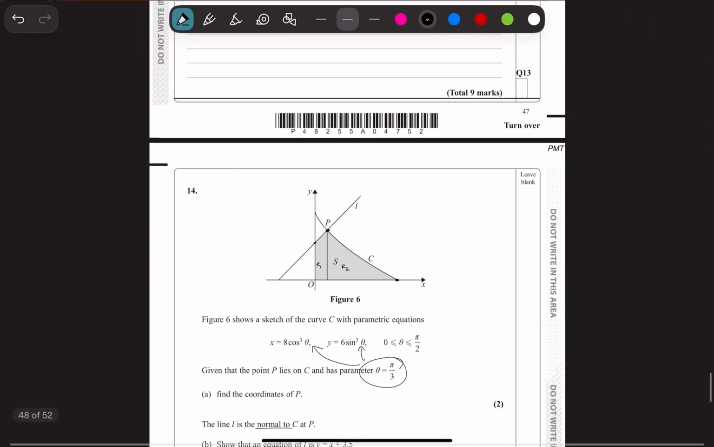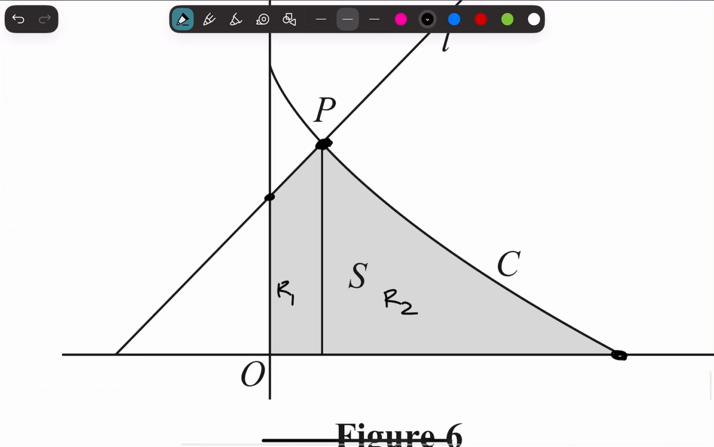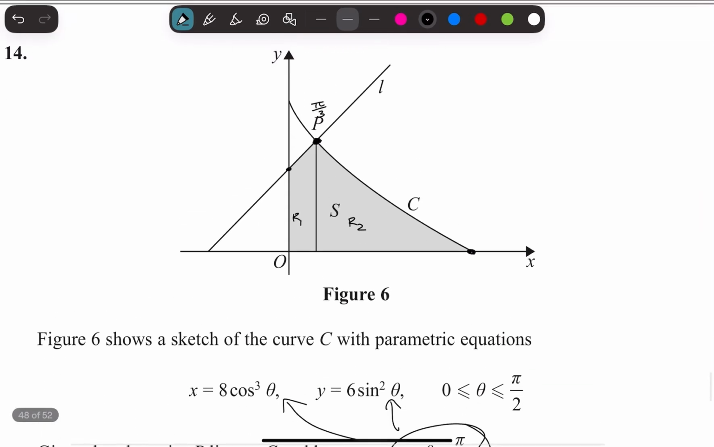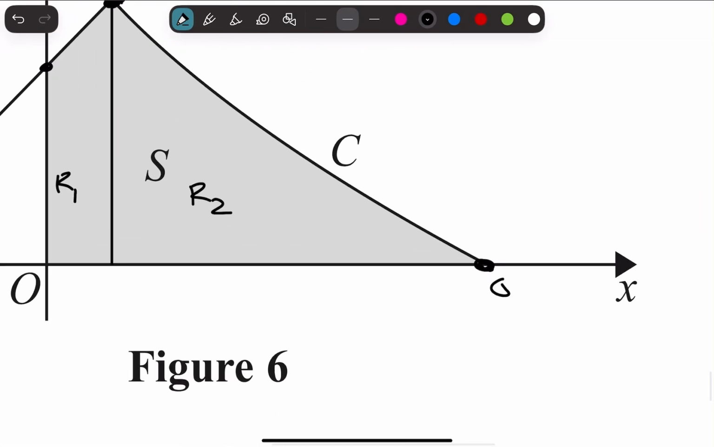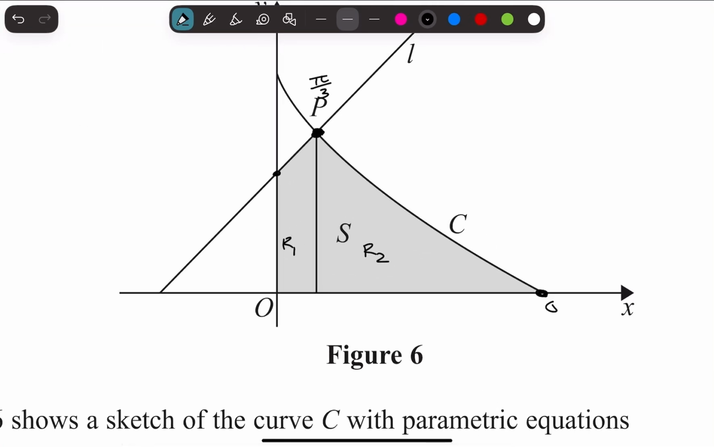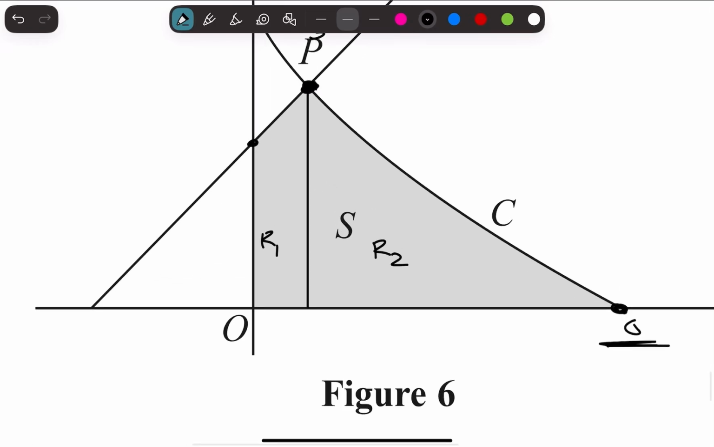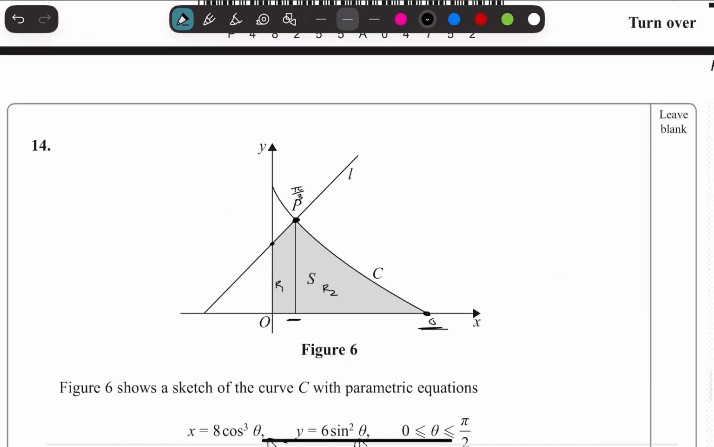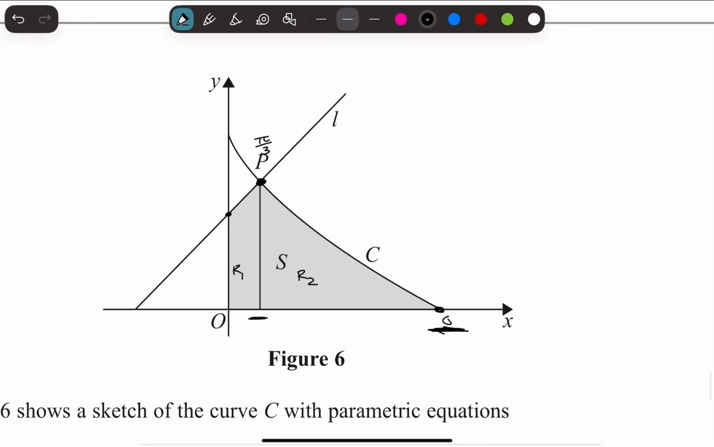But if you look at the graph, this point here is where theta is pi over 3 and this is 0. And usually what we do with integration, the upper limit is the point on the right-hand-most side. So this would be the lower limit, and this would be the upper limit, right? Because we're integrating this way. So we go the lower limit and then the upper limit.